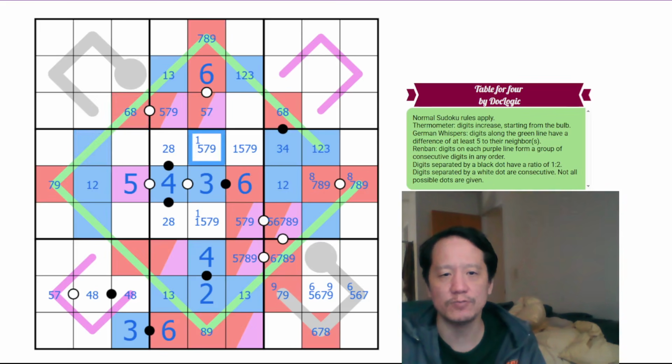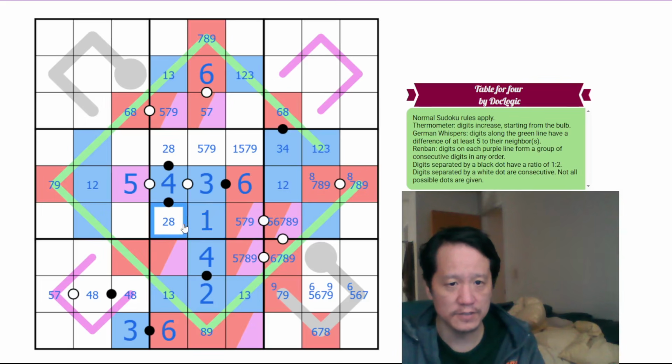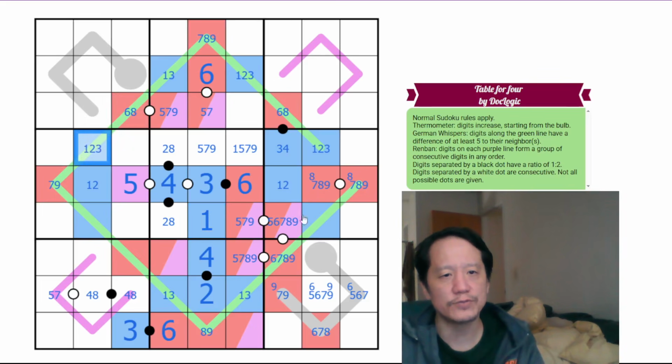Therefore, this cannot be 1 here. And where is the 1 in column 5? It must be there. And this is low. Next to 6 and 8 is 1, 2, or 3. So we're guaranteed a 1 has to be one of those two, and a 1 has to be one of those two. Again, this cannot be 1 because one of these two must be a 1.